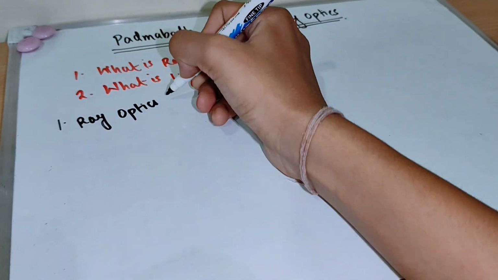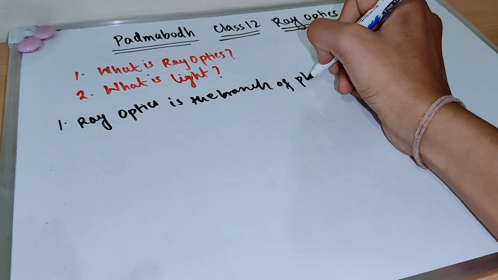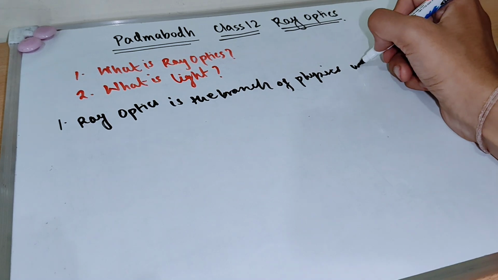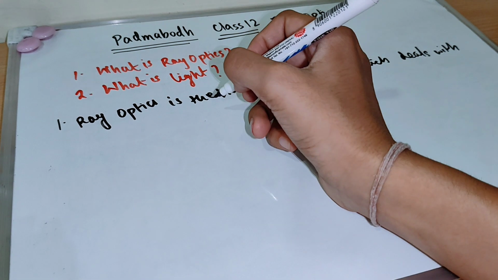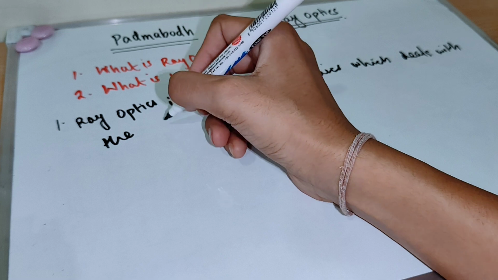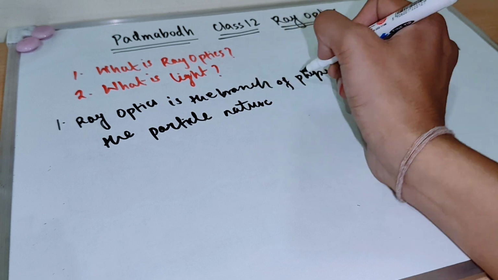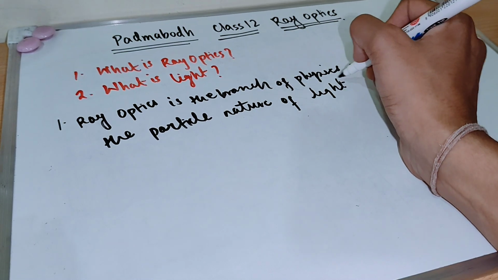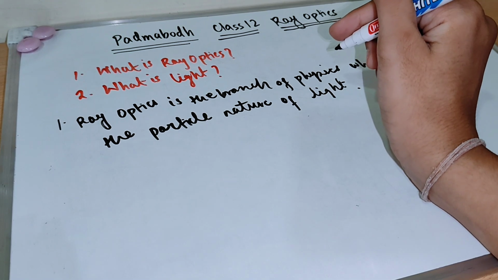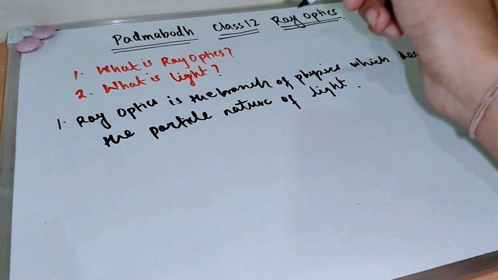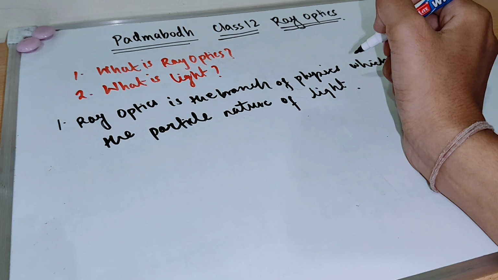Ray optics is the branch of physics which deals with the particle nature of light. You will also have another chapter called wave optics, which will be the branch of physics which deals with the wave nature of light. In this chapter, we will be treating light as particle nature.